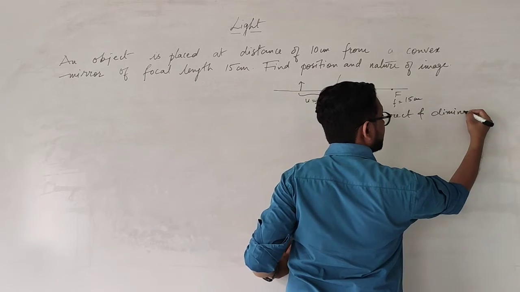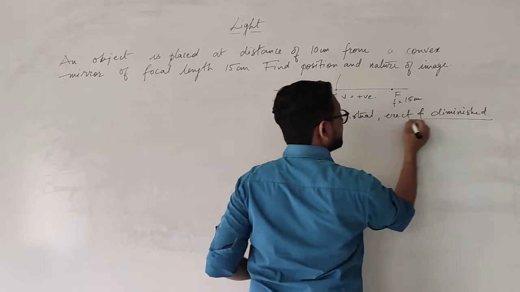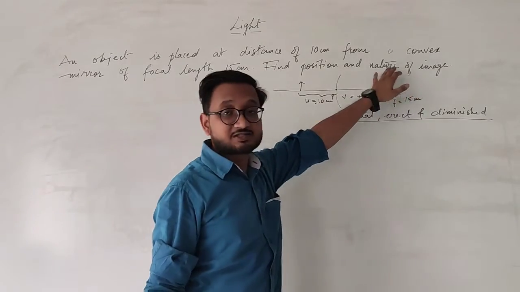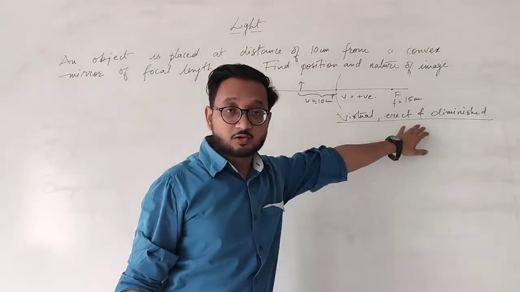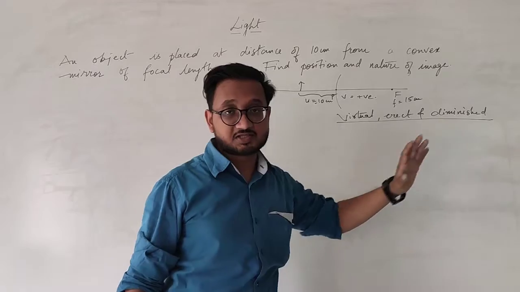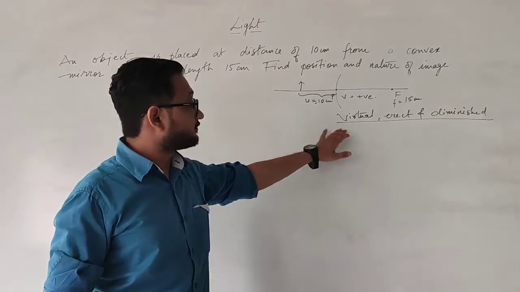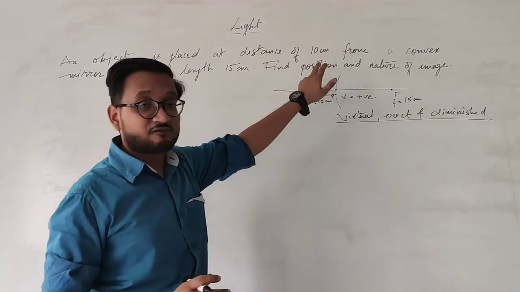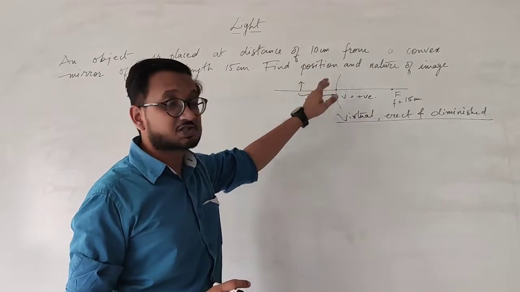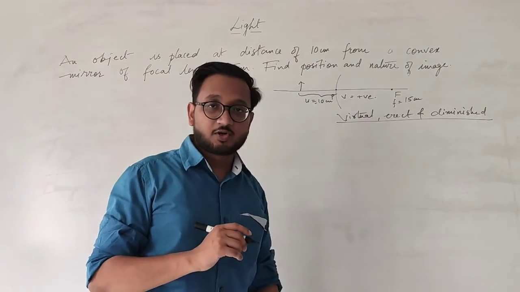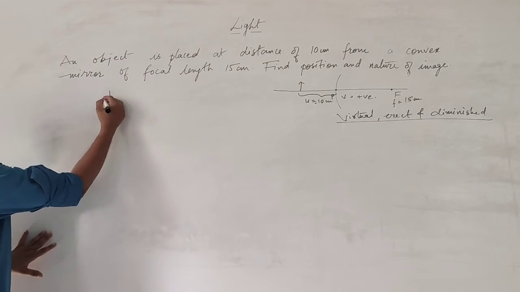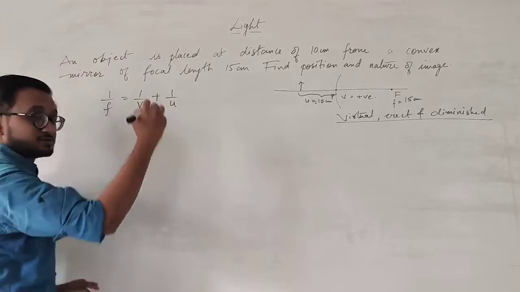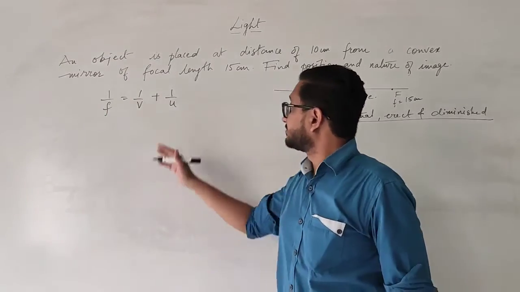So first part is that you always describe what the image will be. So the last part of the question, that is the nature of the image, we already know. It will be virtual, erect and diminished, smaller image. So the nature of the image is clear. The only thing that you are left to do now is find the position using the mirror formula, not the lens formula. So the mirror formula is 1 upon f equals 1 upon v plus 1 upon u. So instead of minus, you are going to use plus 1 upon u.